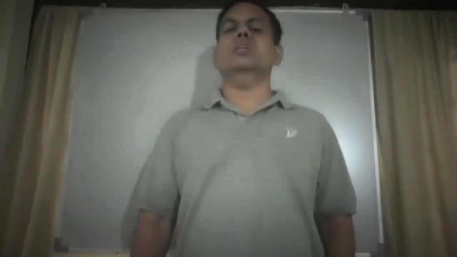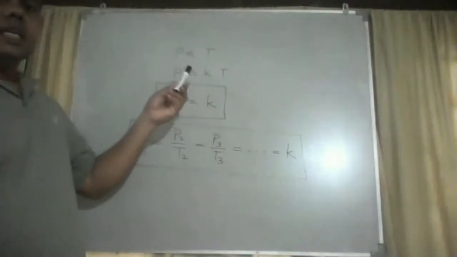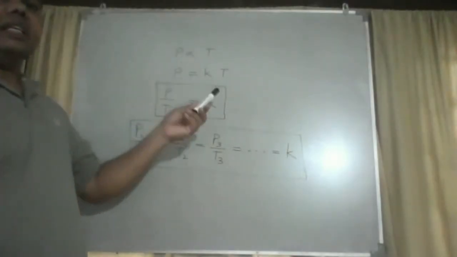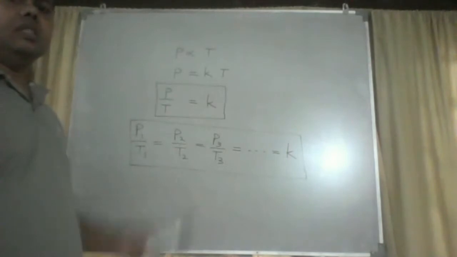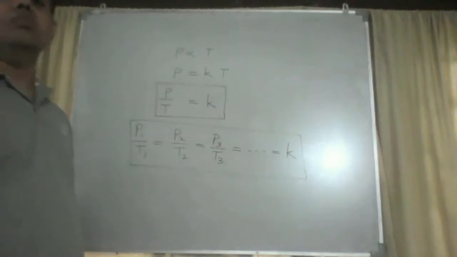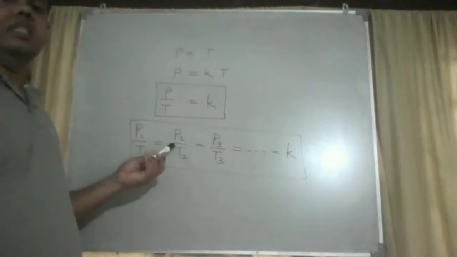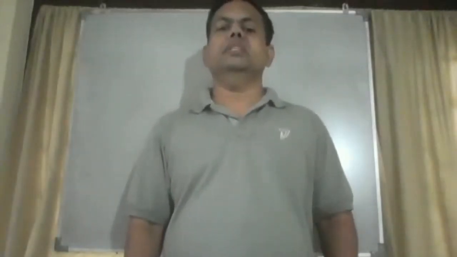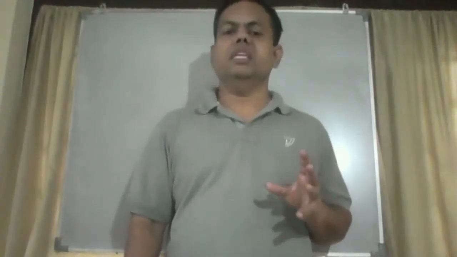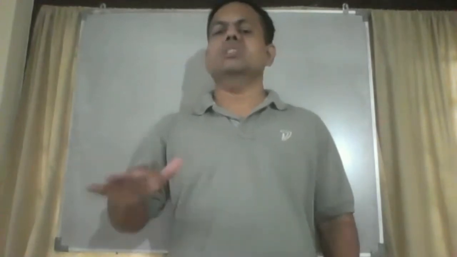Pressure law can be mathematically written down as follows. P is proportional to T. P equals KT, where K is the proportionality constant. P over T equals K is the mathematical form of pressure law. The same law can be written down as this as well. Here comes the experiment: investigation of relationship between pressure and temperature at constant volume.